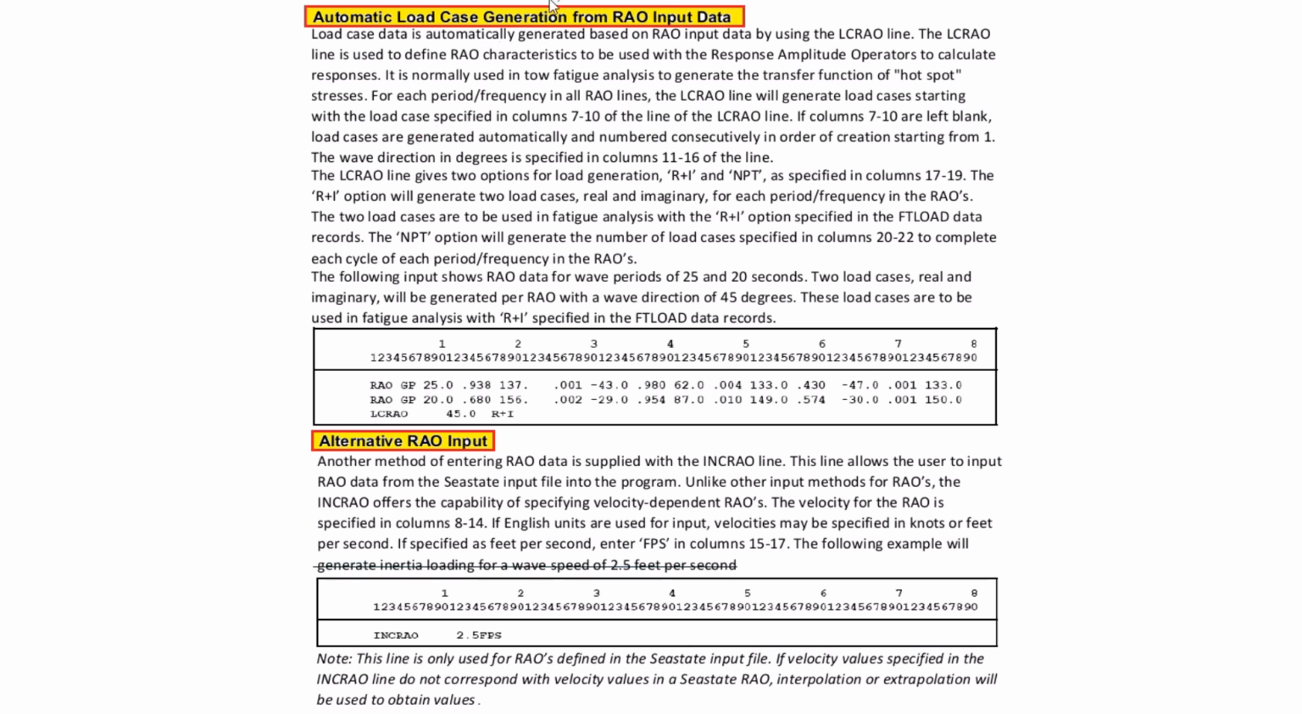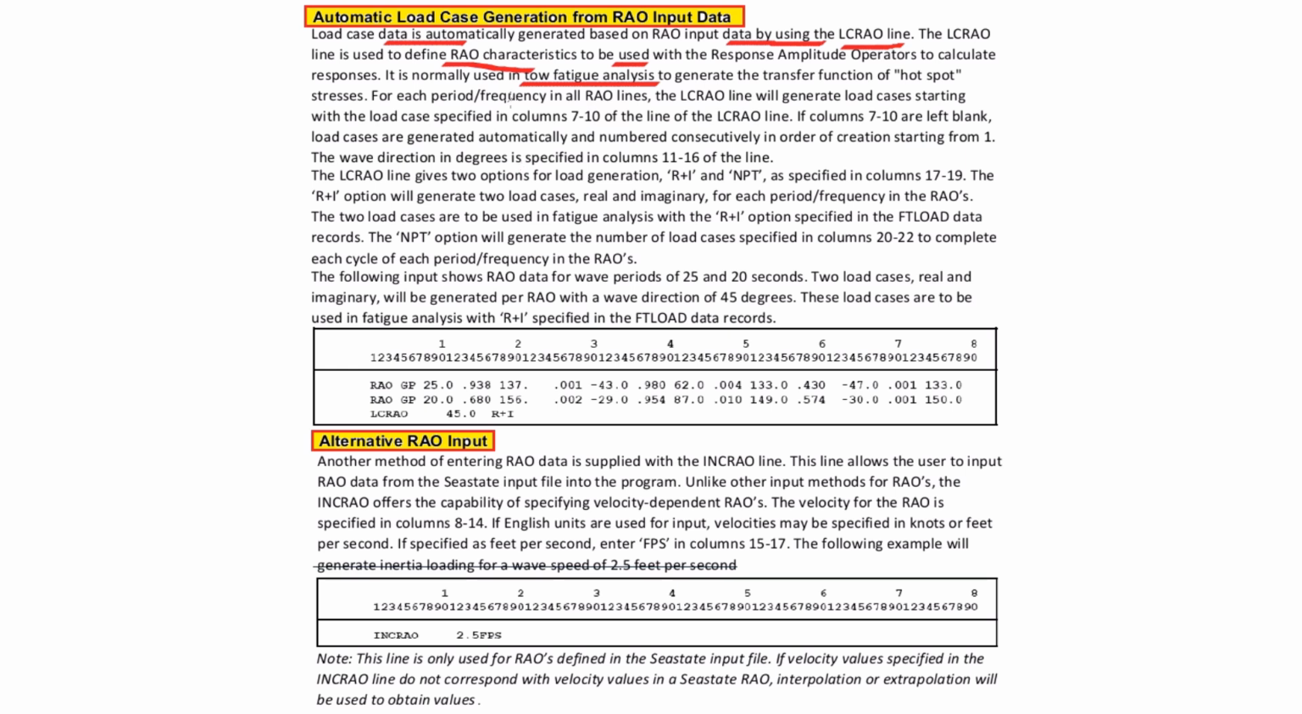Automatic load case generation from RAO input. Load case data is automatically generated based on RAO input by using the LC RAO line, the load case RAO line. The load case RAO line is used to define RAO characteristics to be used with response amplitude operators to calculate the responses. It is normally used in tau fatigue analysis to generate the transfer function of hotspot stress. So this LCRAO line is used mainly for the fatigue analysis to generate the hotspot stresses.